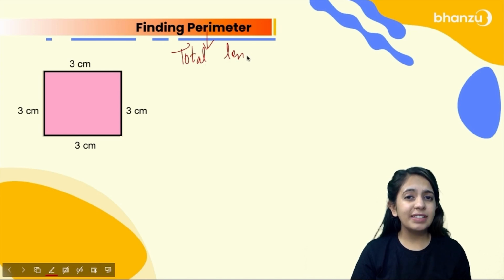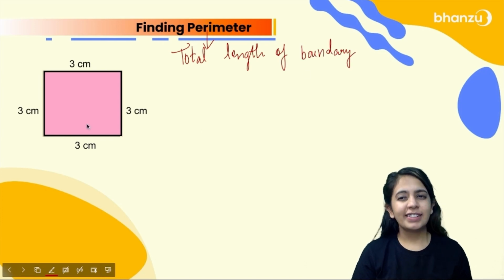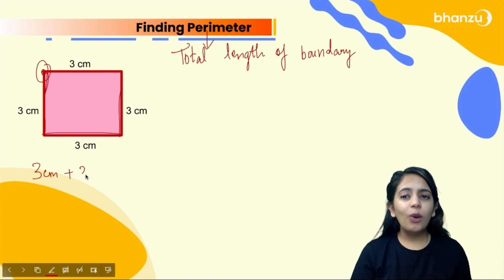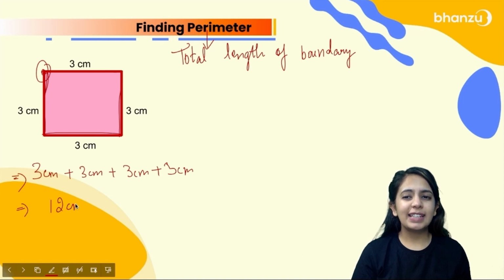So quickly pause the video and try to find out the total length of boundary or the perimeter of this square. So let's choose one point and start traveling. 3 centimeter plus 3 centimeter plus 3 centimeter plus 3 centimeter is how much? If we are adding all of its sides together without missing out any, then the total length of the boundary or the perimeter is 12 centimeter.